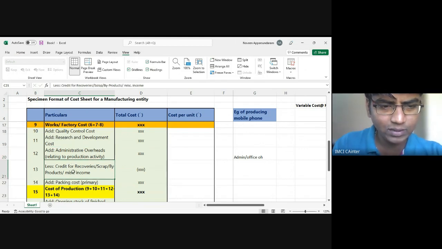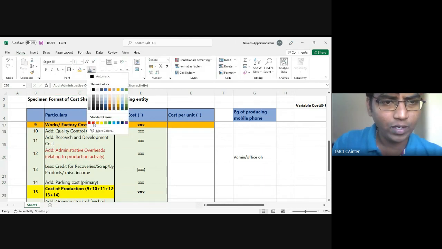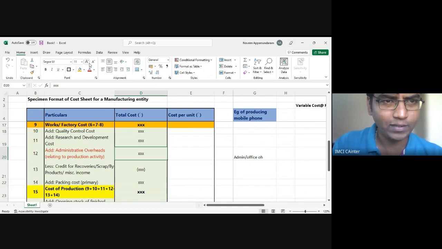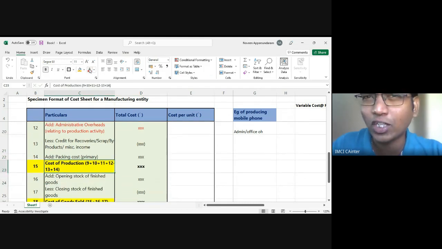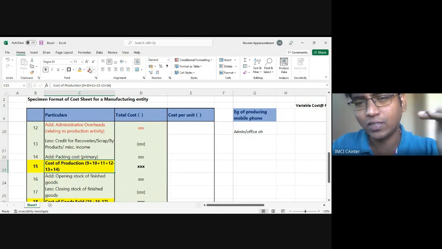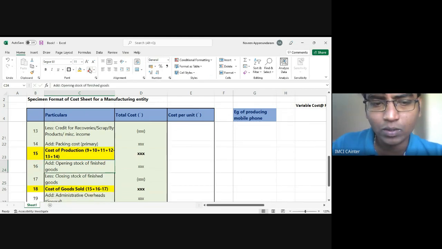So this primary packing cost, you don't need to worry about it. So first understand this directly, then I will let you know other things while doing the sums where we need to add it up. So we are arriving at cost of production. So factory cost and then we are adding up the total administrative overheads and we are arriving at a cost of production. So then we have arrived at all the cost of production.